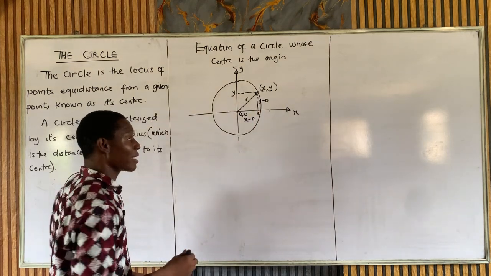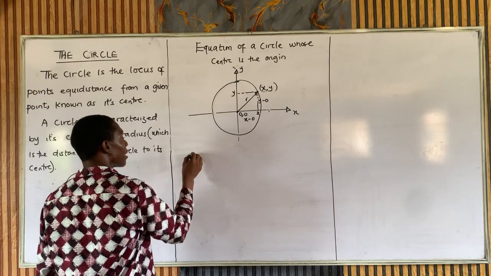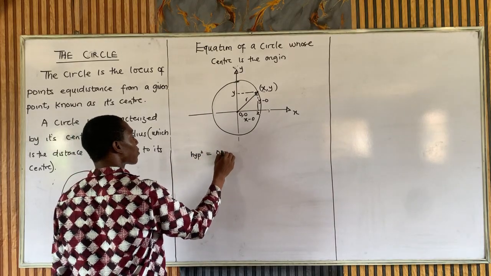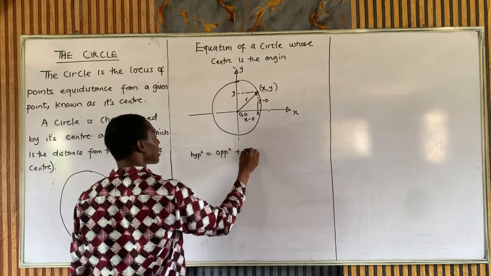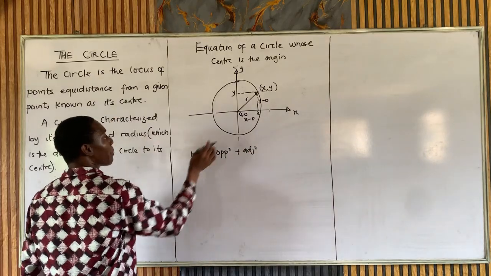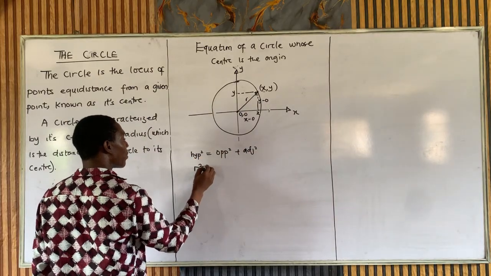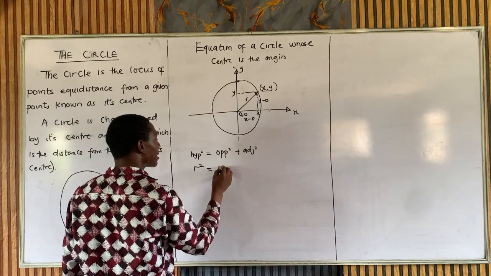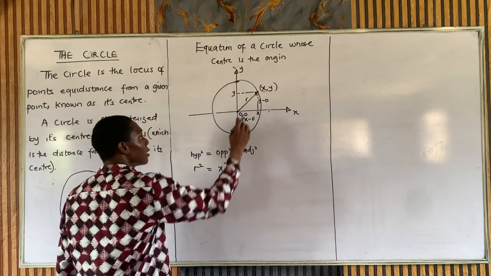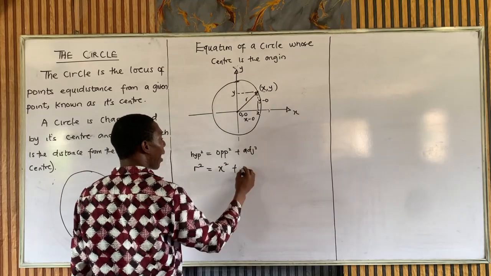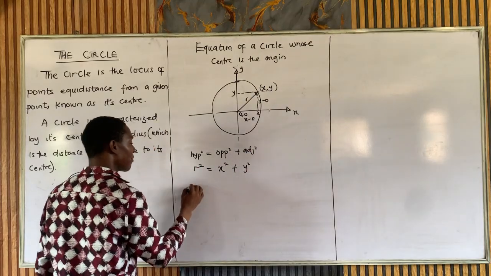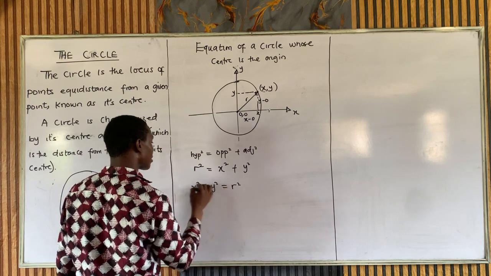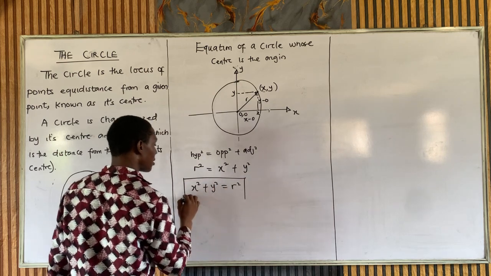Now, using our Pythagoras theorem, we can say that hypotenuse square is simply equal to opposite square plus adjacent square. Our hypotenuse here is r, so r squared is equal to opposite, which is x minus 0, just x squared, plus y minus 0, which is just y squared. And this gives us the equation of a circle whose center is the origin.